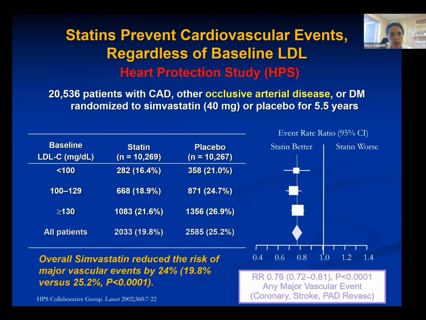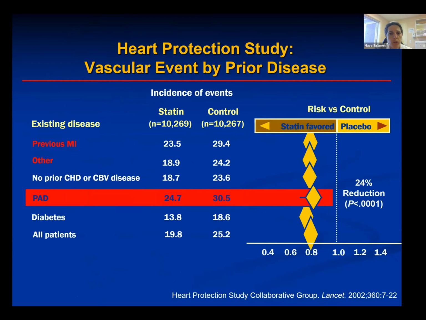This was looking at over 20,000 patients with CAD, PAD, or diabetes who were randomized to 40 milligrams of simvastatin versus placebo. And overall, you can see simvastatin reduced the risk of major vascular events by 24%. And that was regardless of what the patient's LDL was at baseline. This benefit was also preserved in the PAD subgroup that was included in the Heart Protection Study.